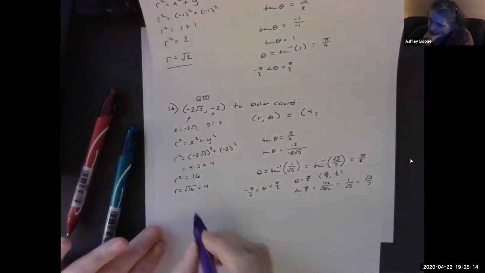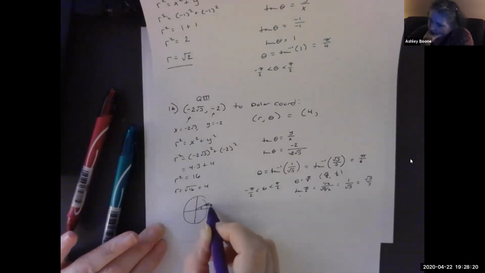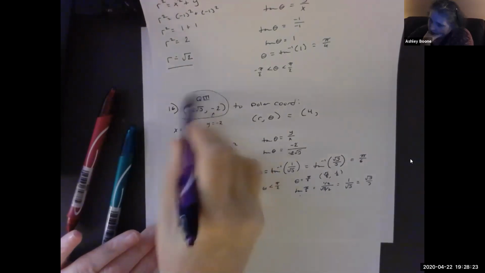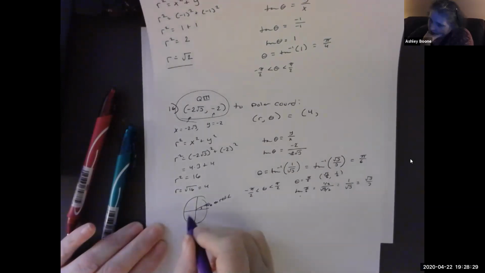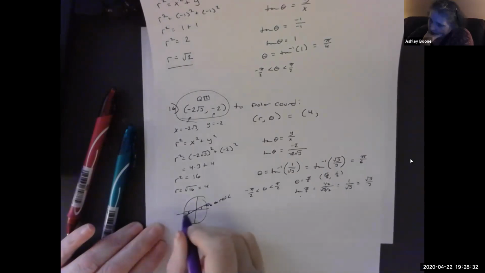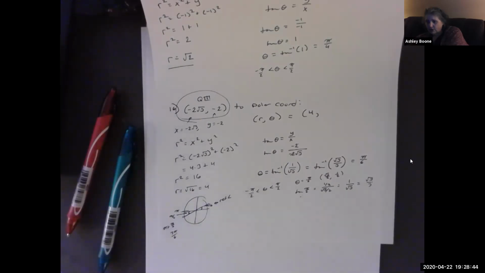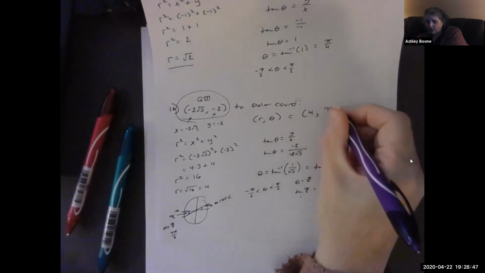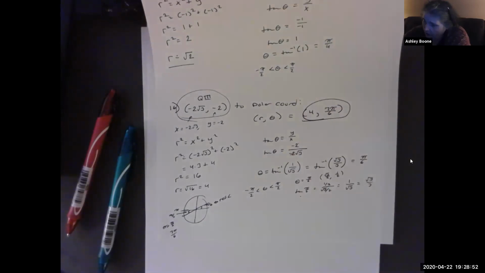But that's in quadrant 1. We know that this coordinate's in quadrant 4. So our reference angle is pi over 6. If we are down here and we have a reference angle of pi over 6, we had pi, we're increasing by pi over 6. That's a 7 pi over 6. So we're actually at the point where our R value is 4 and our angle is 7 pi over 6.